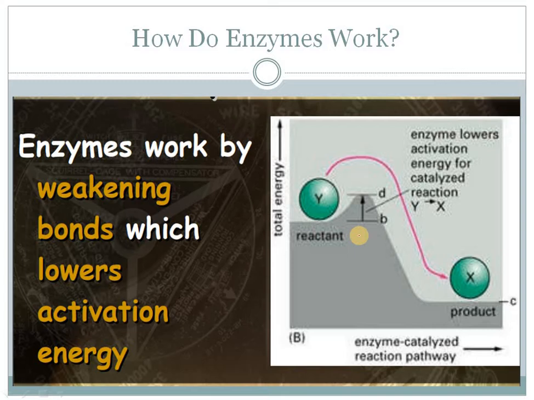Enzymes work by weakening bonds, which lowers the activation energy. So how is this activation energy lowered? Because the enzyme weakens the bond. For example, in the case of sucrose, when an enzyme has to break the bonds of the sucrose molecule, it will weaken the bond between the glucose and fructose molecules. This is the activation energy lowered by the enzymes, so the reactant can easily be converted into the products.